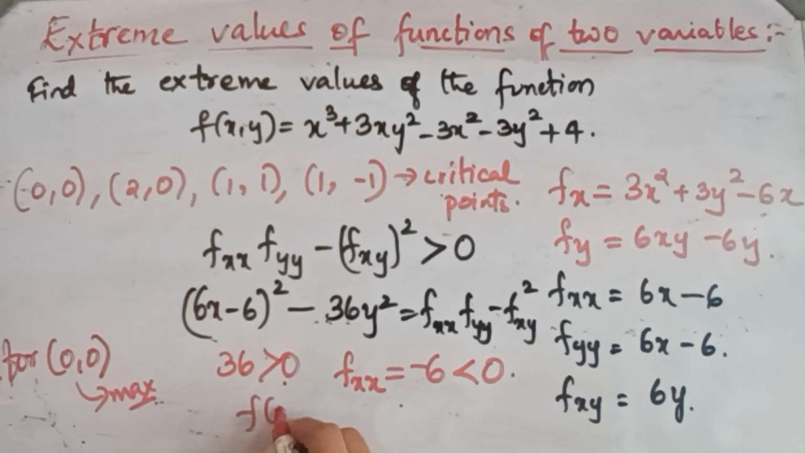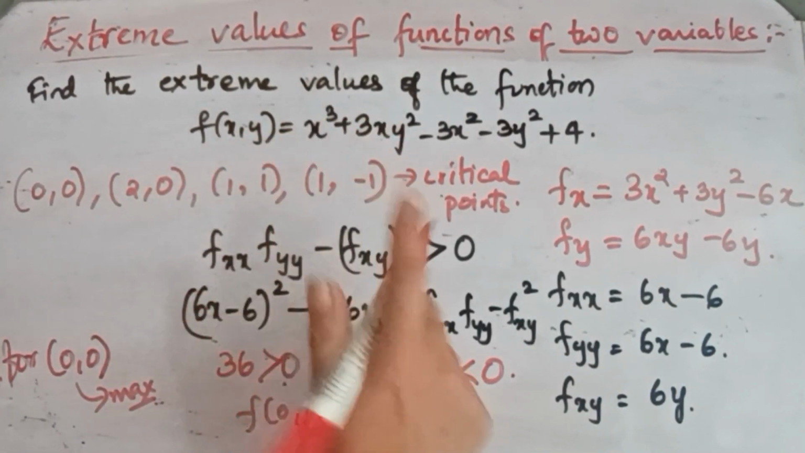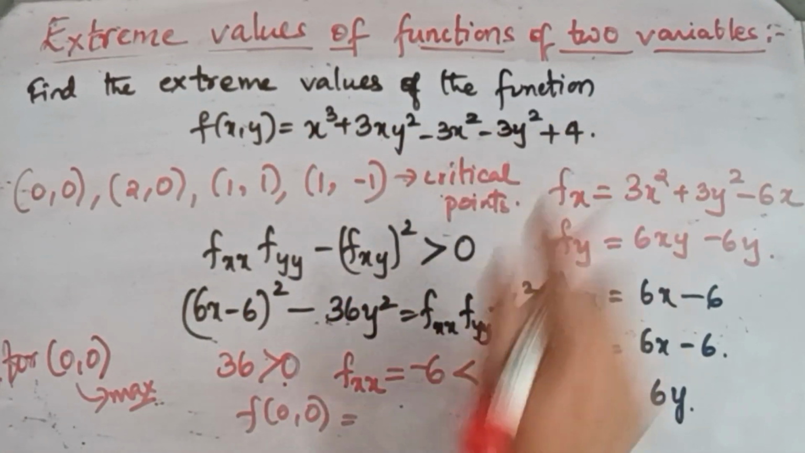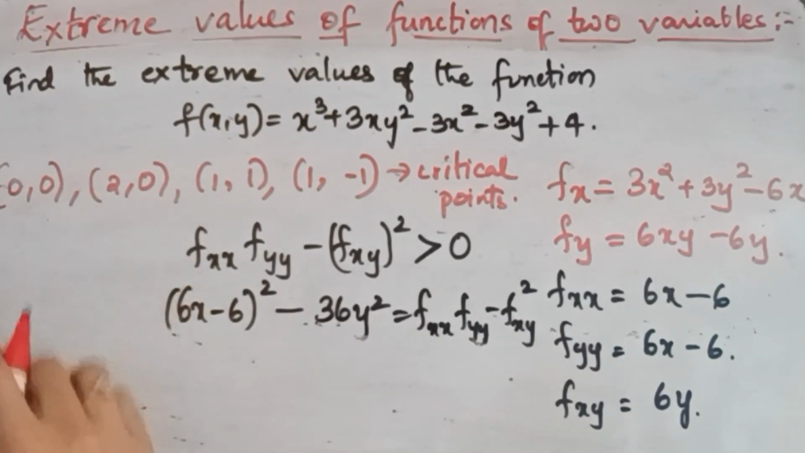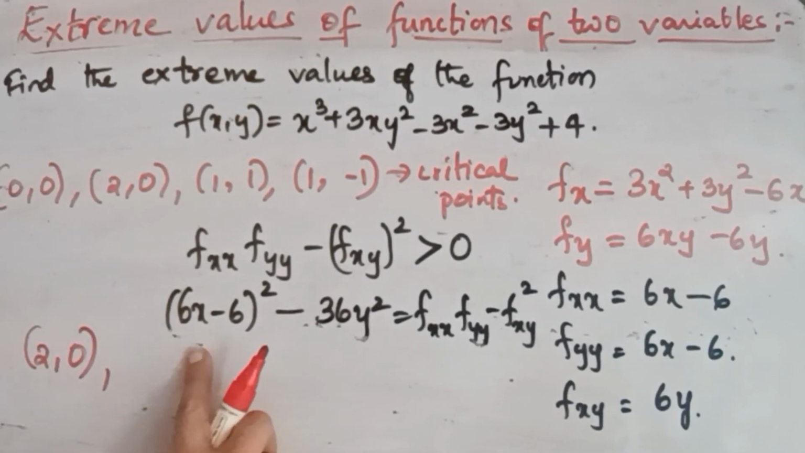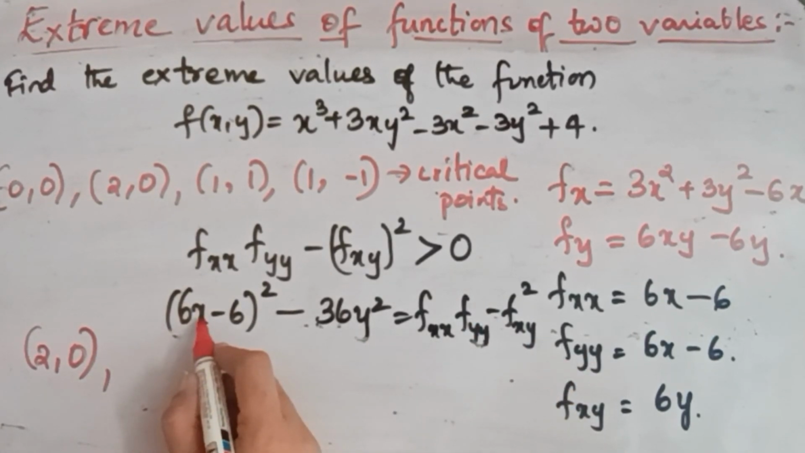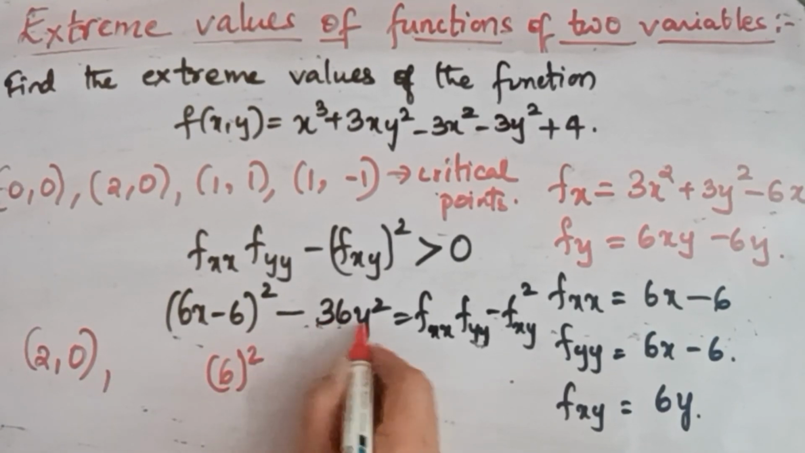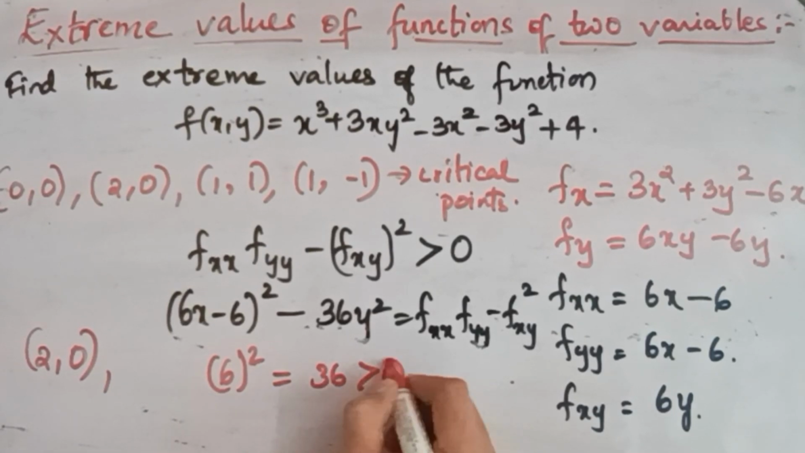And what is the maximum value of the function? Put x equal to 0 and y equal to 0 in this function. So you will get 0 plus 0, 0. This is also 0. So 4. The maximum value of the function is 4. Consider the second point, that is 2 comma 0. For 2 comma 0, let us check, is this expression positive. So put x equal to 2, 6 into 2 is 12, minus 6 is 6 square, minus this value, y is 0, means it is 0. 6 square equal to 36, which is positive.